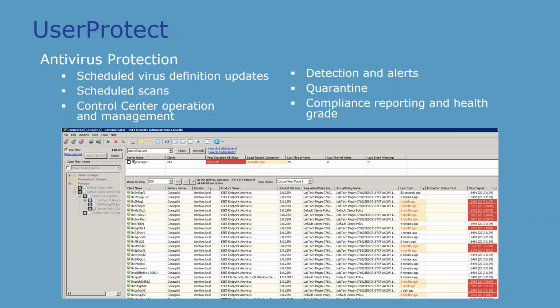We have detection and alerts. We can quarantine emails that look suspicious, and sometimes it gets a little carried away, I'll tell you that, but it's better to be safe than sorry. So when something is quarantined, we have the reports and we can release it later. And a lot of times it's based on complaints that particular entity has had. So the quarantine is a really nice feature. Compliance reporting, and then health grade.